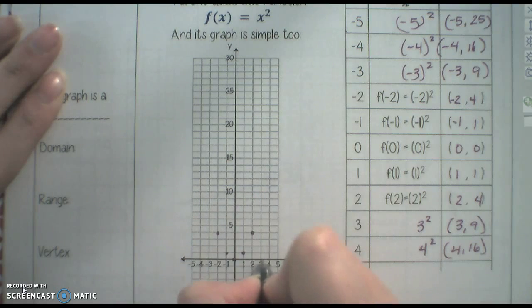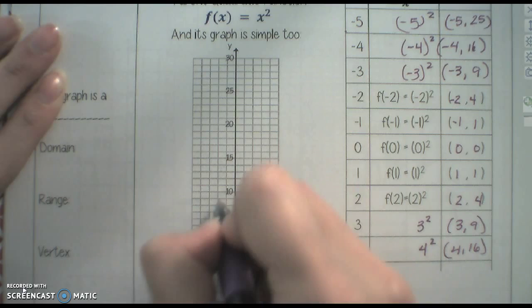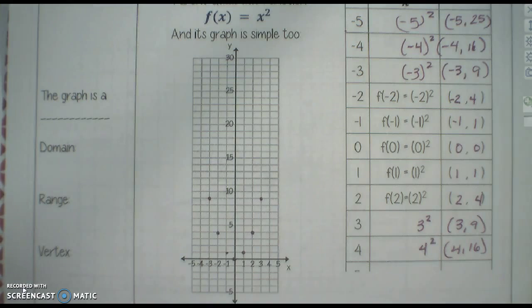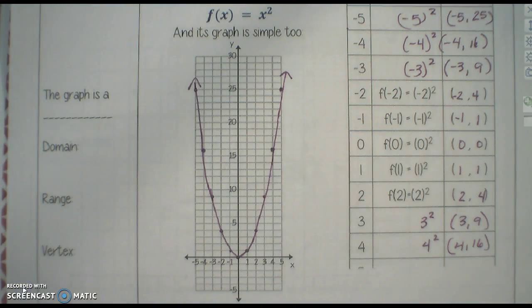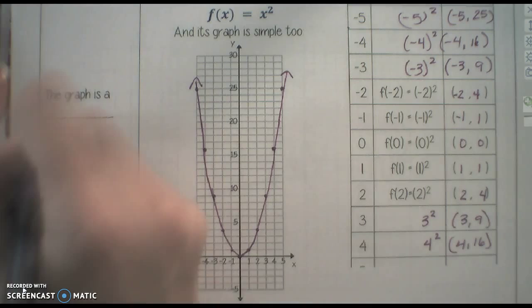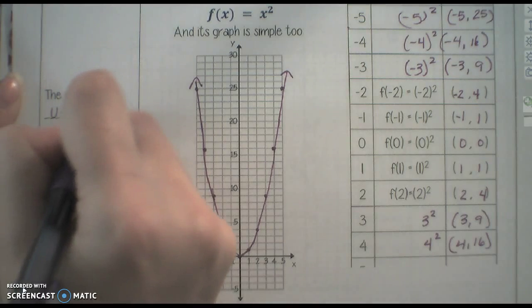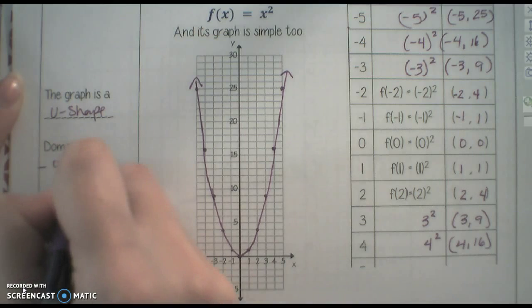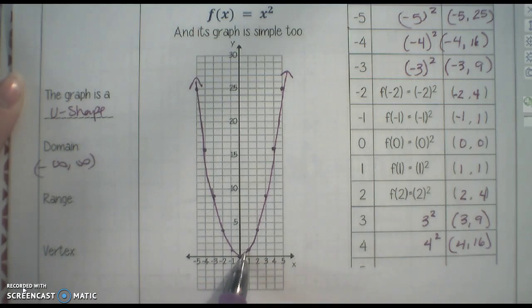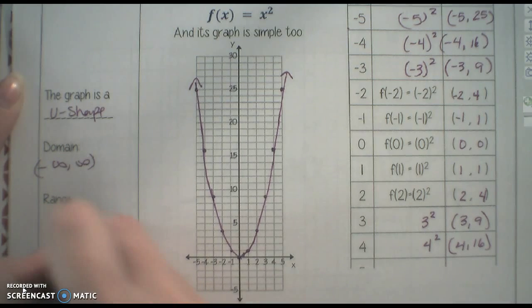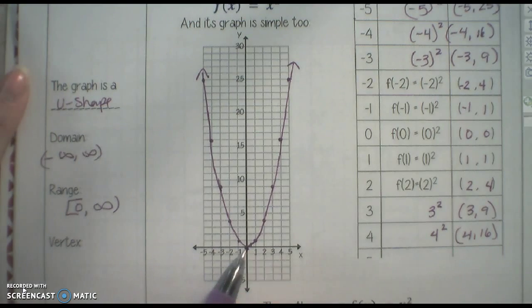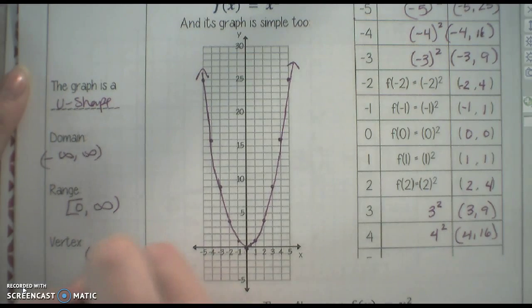So take a second to do that. And then we'll draw our lines. So here's what it should look like. And this graph is a U shape. And its domain from left to right is -infinity to +infinity. And its range from as far down as we can go, which in this case is 0, all the way up to +infinity. And our vertex point is down here at 0, 0.